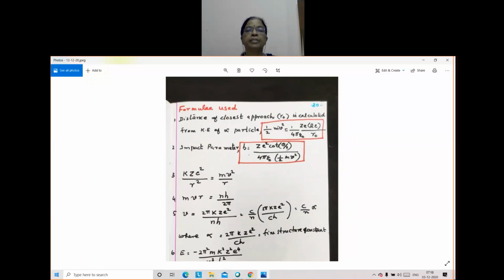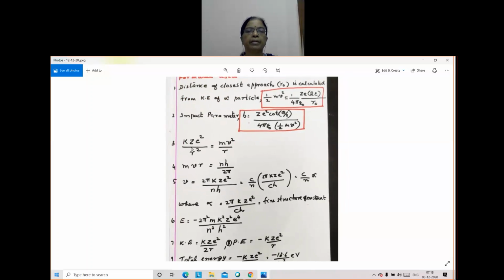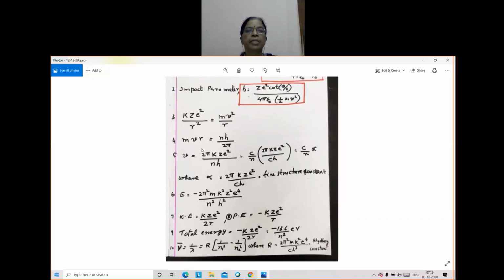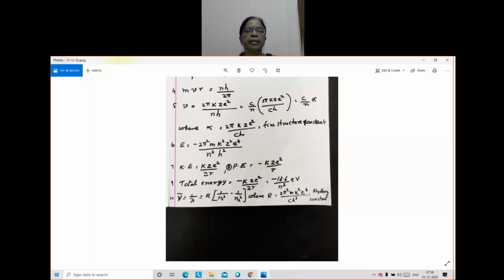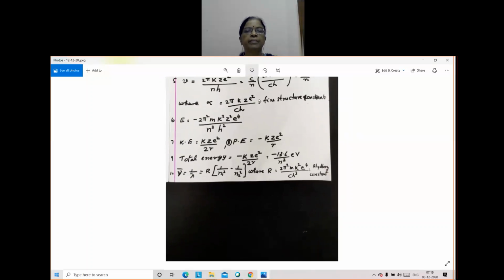Distance of closest approach, impact parameter. Centripetal force is provided by the electrostatic force of repulsion. Bohr's second postulate, mvr equal to nh by 2 pi. And with these two equations, we derived all the expressions for velocity, radius, frequency, total energy, kinetic energy, potential energy. All we have derived from the same equations.